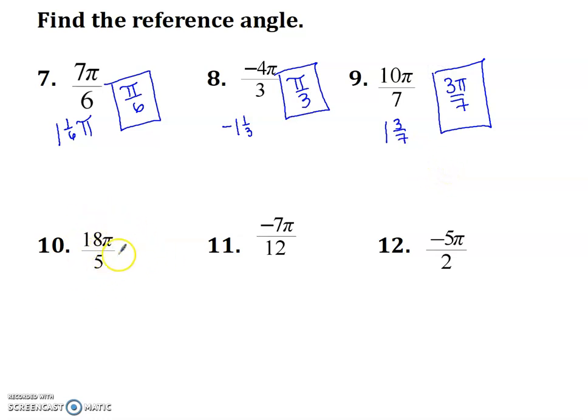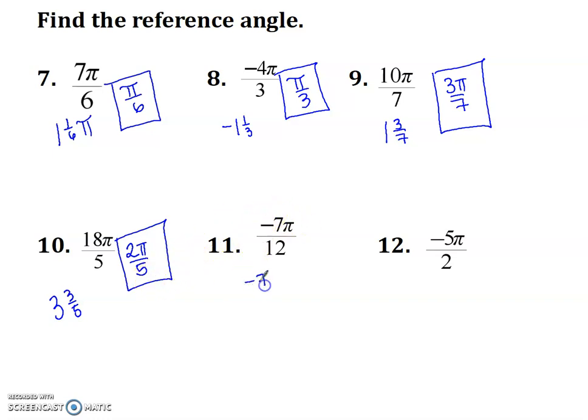For number 10, this is going to be 3 3/5. Okay. 3/5 is more than a half. So that means my reference angle is going to be the difference to get to that next whole. So like 3/5 and 2/5, that makes 5/5 a whole. So since this is bigger than a half, we take the rest of it as our reference angle, the 2/5, so 2 pi over 5.